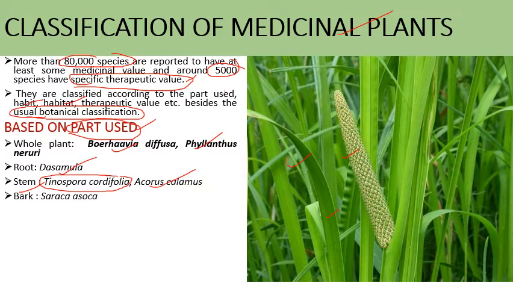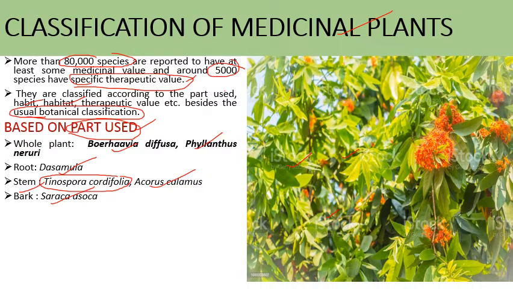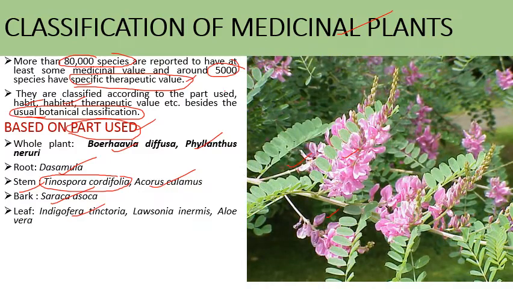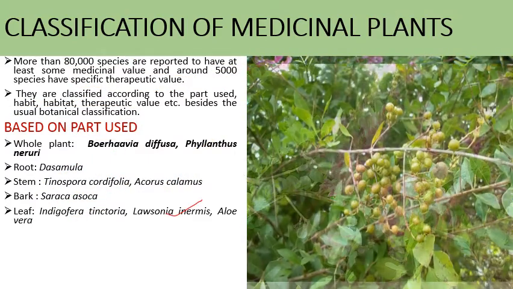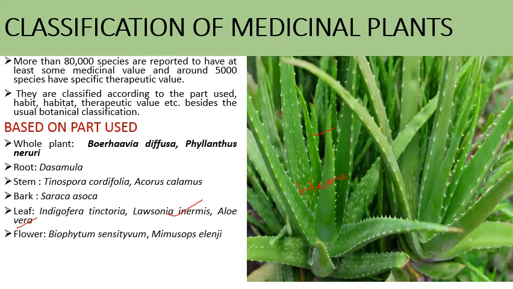The next we have bark. We use the bark of Saraca asoca, that is Ashok tree. This is the photograph of Ashok tree. We use the bark of this tree. The next, leaf. So leaves are used to treat disease, like we have the plant Indigofera tinctoria. This is the photograph of Indigofera. Next we have Lawsonia inermis. So this is the plant which is Lawsonia inermis. And we get a commercial product of this plant, that is henna. So that product is of this plant, Lawsonia inermis.